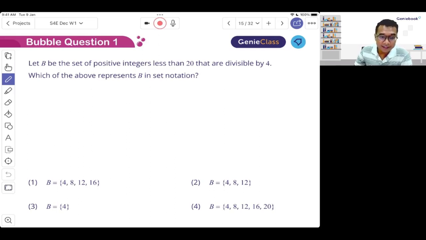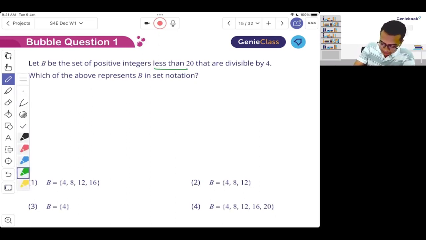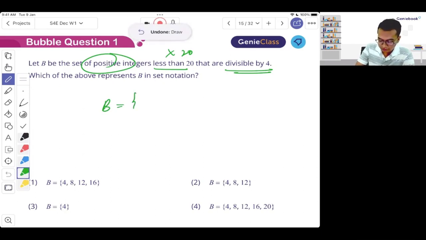Majority of you got this correct. That's great. Okay, we're off to a good start. Now, B is the set of positive integers less than 20. That means it doesn't include 20 and it's divisible by 4. Positive integers, once again, we want to start with 1, 2, 3, but 1, 2, 3 are not divisible by 4. So the first element is actually 4 itself, followed by 5, 6, 7 are not divisible by 4. So the next one will be 8, and then it's just all the other multiples of 4.